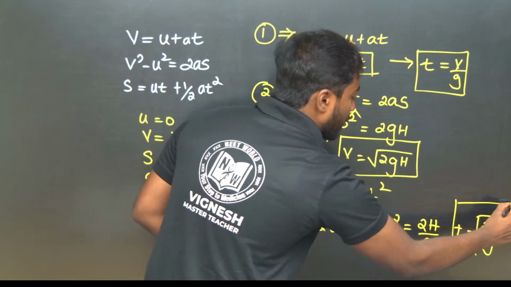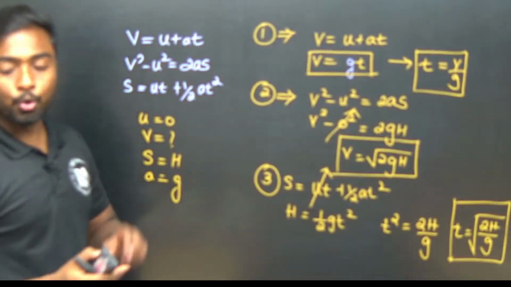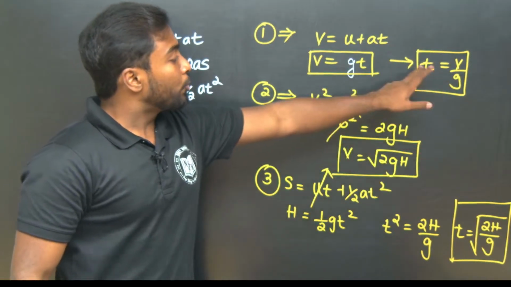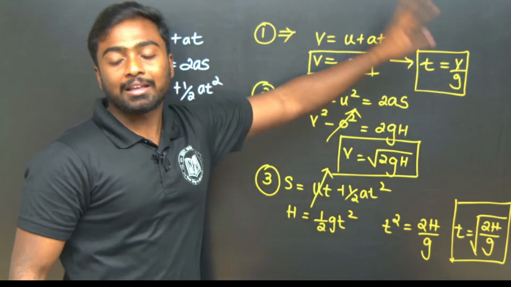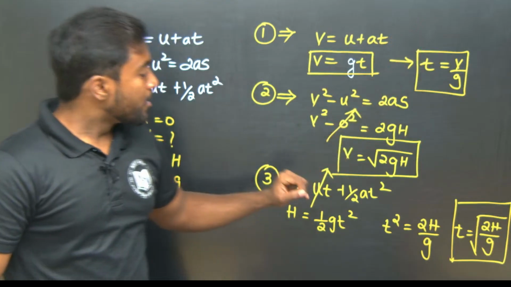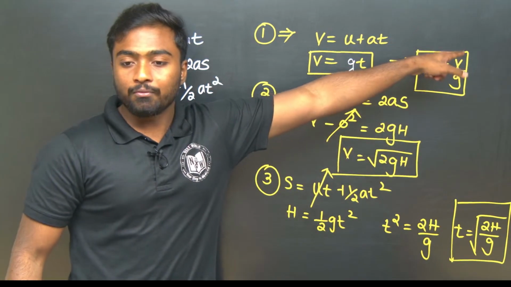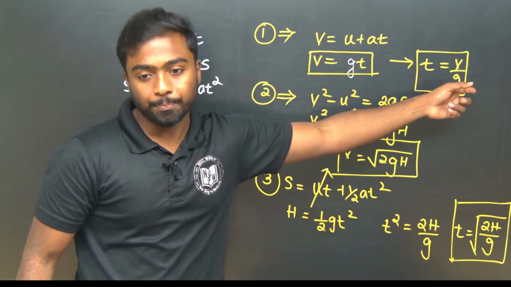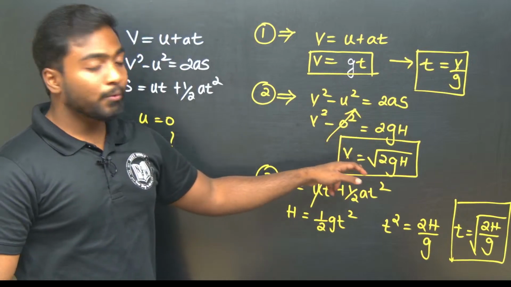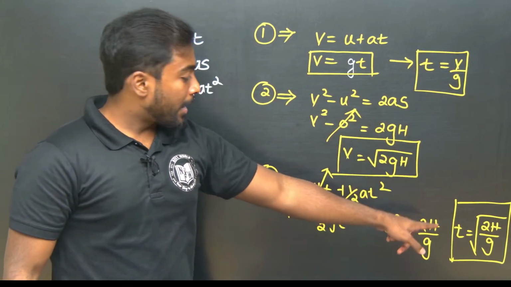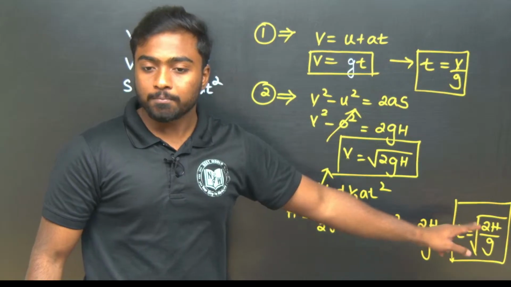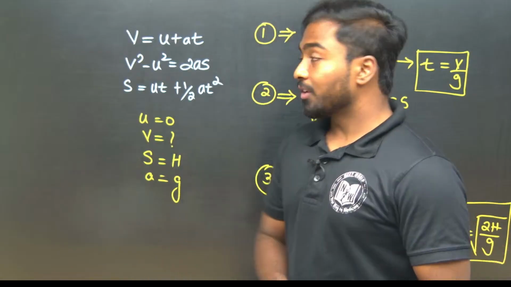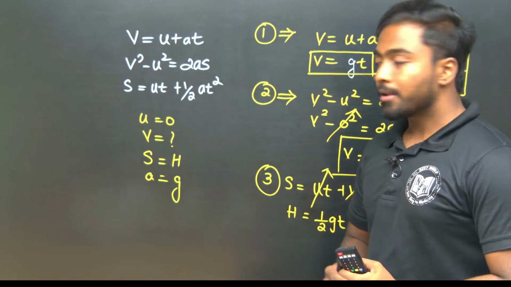How many unknowns did we get here? 3 unknowns, and 2 of them are similar but in terms of other variables. So first, t is equals to v by g, that is the final velocity by gravity. Here v is equals to under root of 2gh, and t is equals to under root of 2h by g. Hope you got this one. Understood now? This is for the free falling body. Okay, you can copy this one.